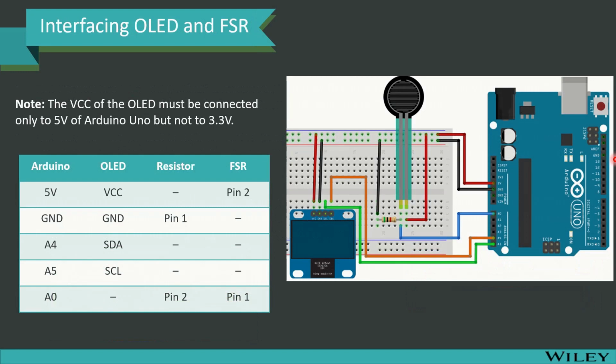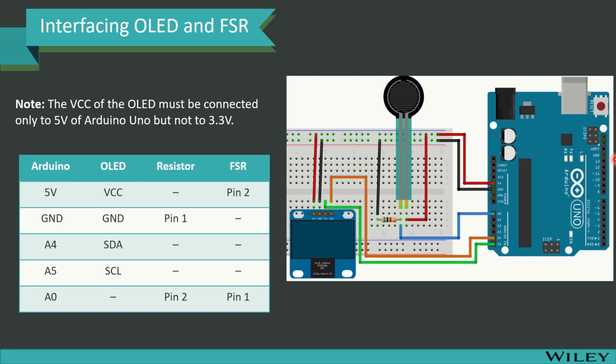Interfacing OLED and FSR. It is time to understand how we interface OLED and FSR. Please understand and note that the VCC of the OLED must always be connected only to the 5 volt pin of Arduino Uno and not to 3.3 volt. Remember, it should not be connected to 3.3 volts. The connection diagram is presented in front of you, and a table is also presented detailing the connections.